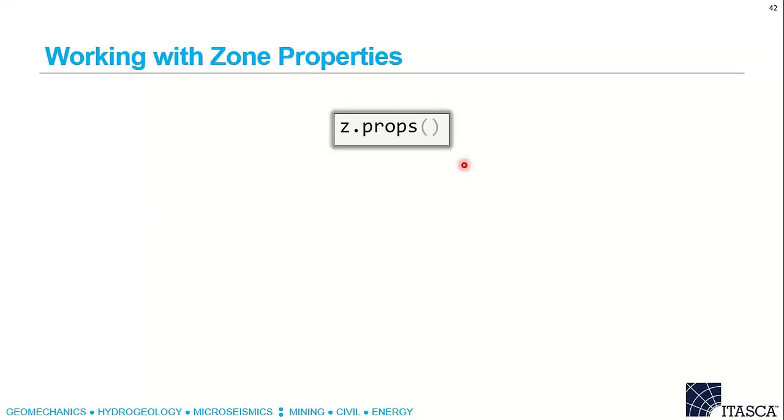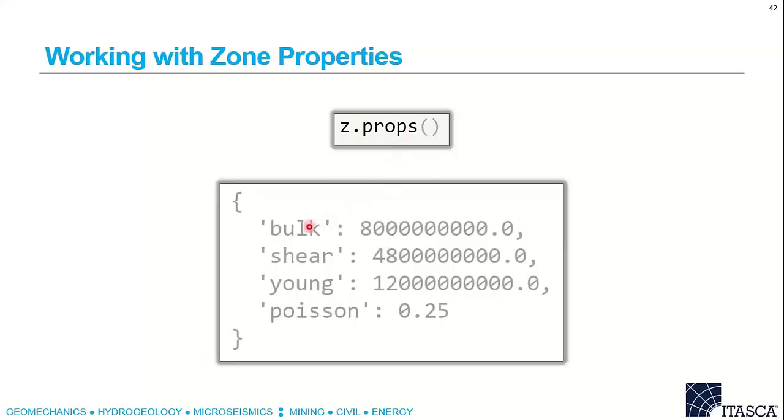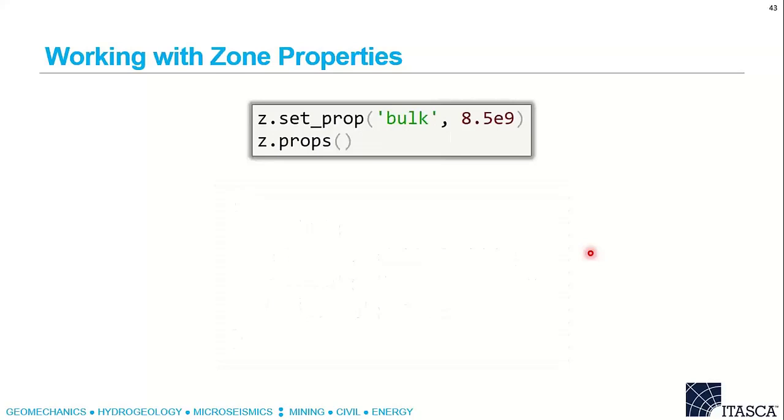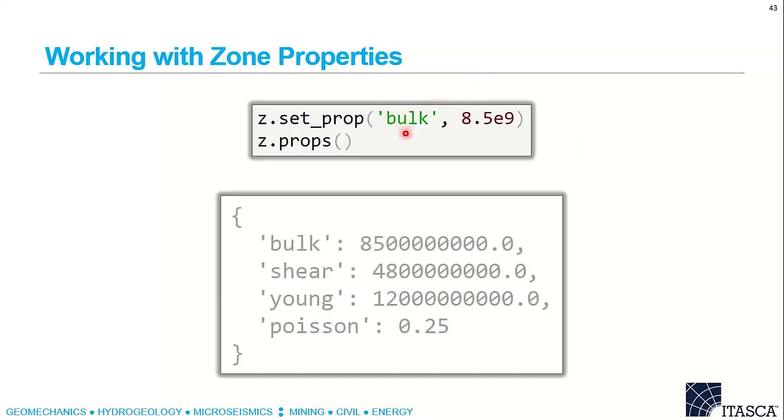Zones can also have certain properties, and these properties can be accessed via the props function on a specific zone object. This returns a dictionary with strings of the property name mapping to the value of that property. These properties can then be modified via the setProp function, passing in the name of the variable as a string and the new value. For example, here we reset the value of bulk from 8e9 to 8.5e9.